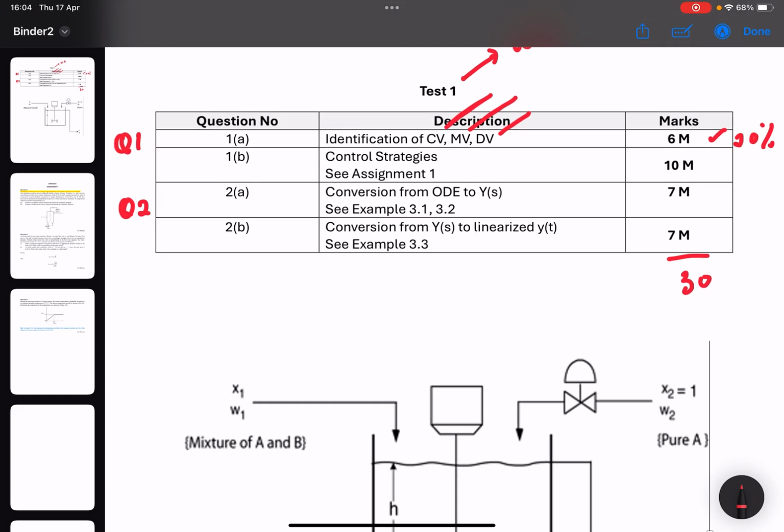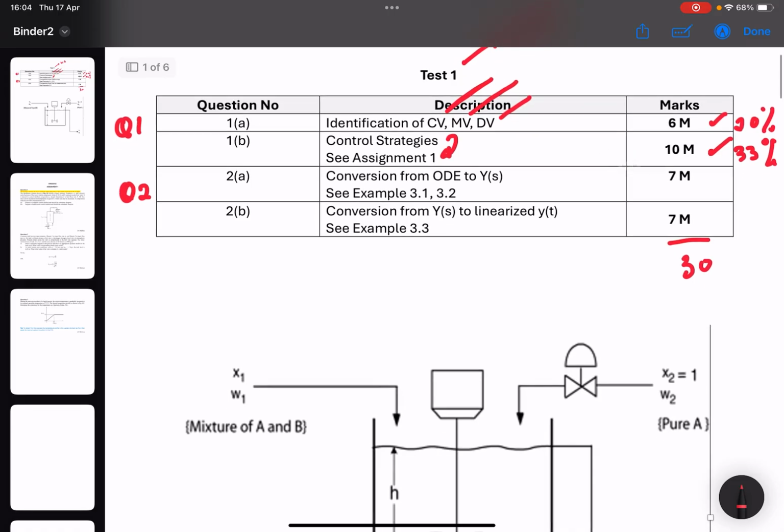For the second part of question number 1, it will be control strategies. The control strategies part is going to be 10 marks, or equivalent to about 33%. The same type of question, a control strategy question, is also going to be covered in assignment number 1, which we're going to take a look at later.